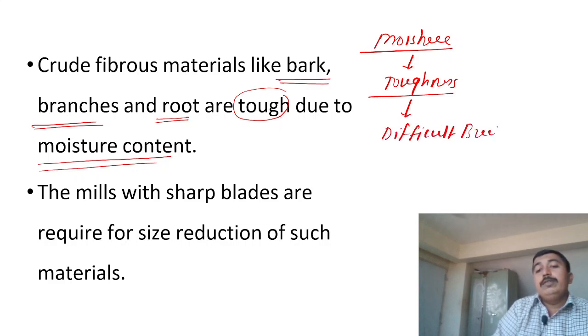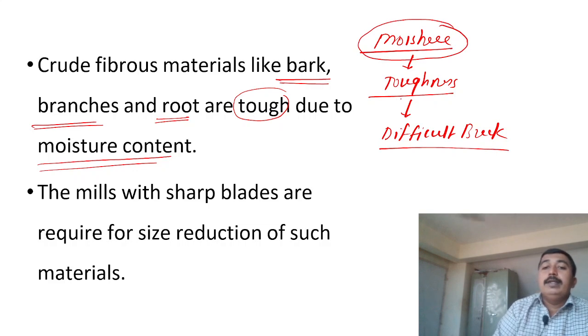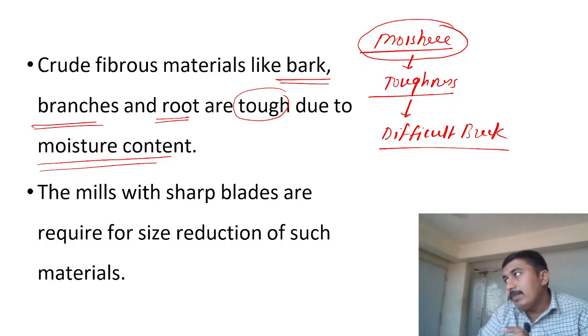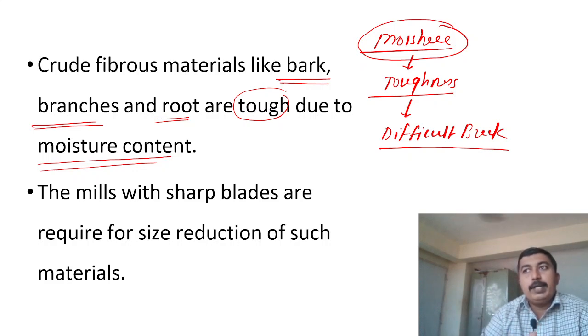Then how can you solve this problem? By removing the moisture. If you reduce the moisture, toughness automatically reduces, and you get dry material which is easy to break. How can you reduce the moisture? By drying the material. So the different parts of the medicinal plant, after collection, are first dried with the help of different dryers, and later subjected to size reduction, to reduce toughness and moisture content.